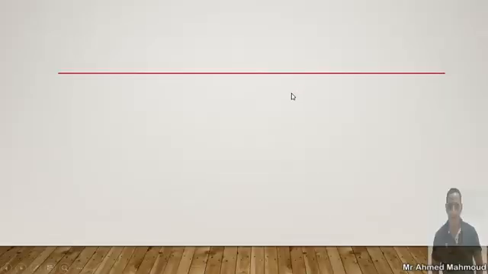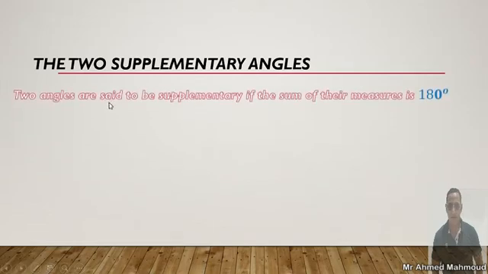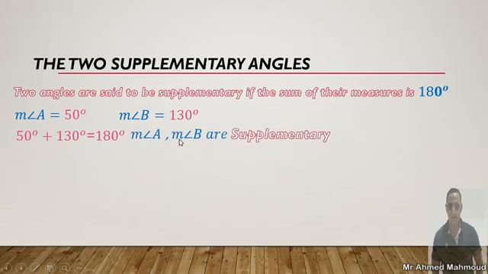The next relation with us is called two supplementary angles. Two supplementary angles are two angles in which the sum of their measures equals 180 degrees. Again, if the sum of measures of two angles is 180, then they are said to be supplementary angles. For example, if measure angle A equals 50 and the measure of angle B equals 130 degrees, then we get that 50 plus 130 equals 180. Then we can say that angle A and B are supplementary because the sum of their measures equals 180 degrees.